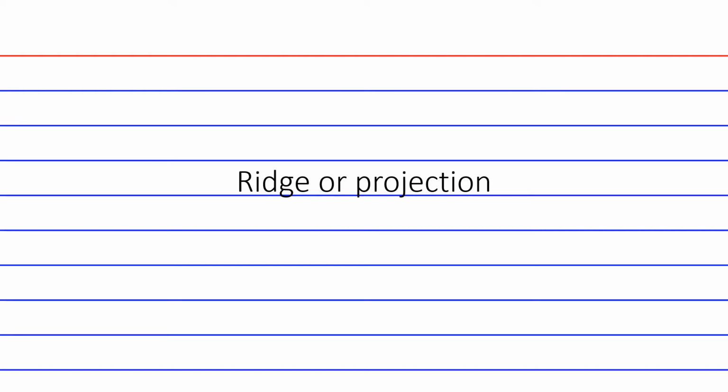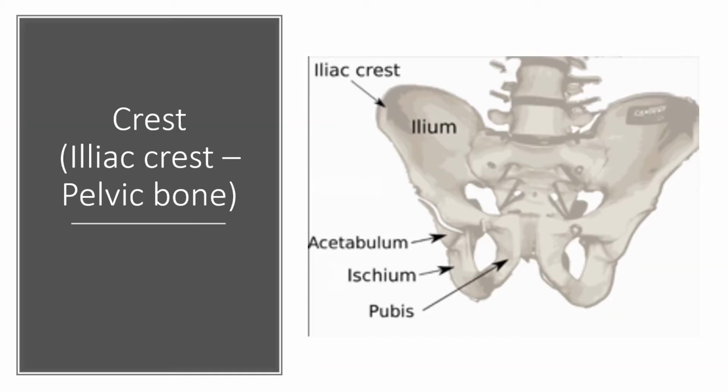This is a ridge or projection. The answer is a crest, a good example being the iliac crest of the pelvic bone, or the coxal or hip bone.